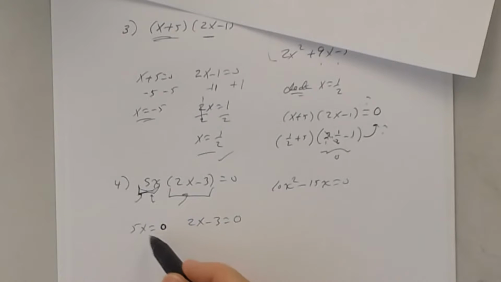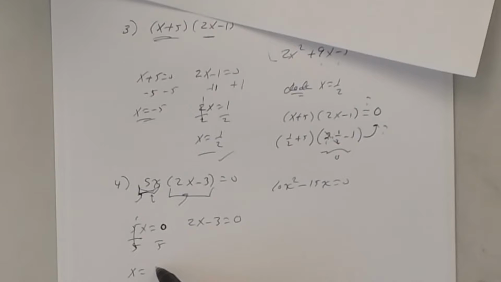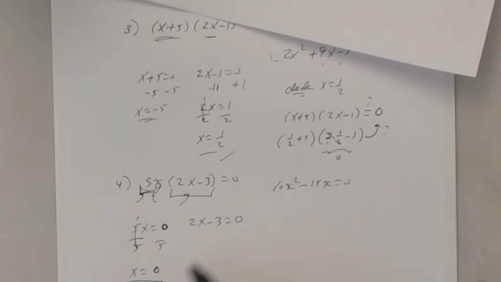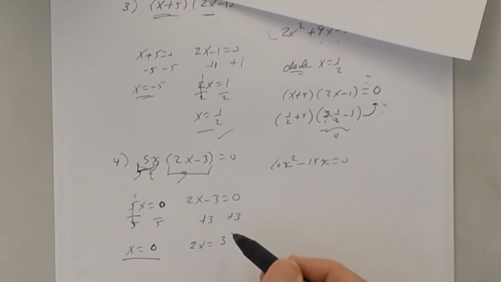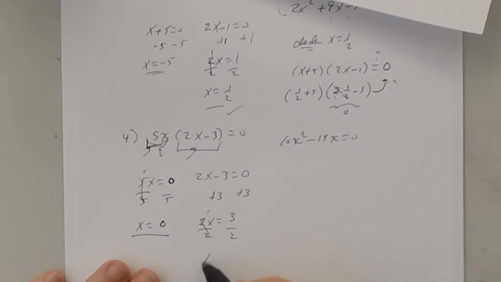So in that first equation, the one on the left, how do you get x by itself? Divide by 5. And so you found one of your solutions. One of your solutions is 0. Over here, isolating the variable, getting x by itself since it's a linear equation. Add 3 to both sides. I get 2x equals 3. And then finally, I divide by 2. So the other solution is 3/2.